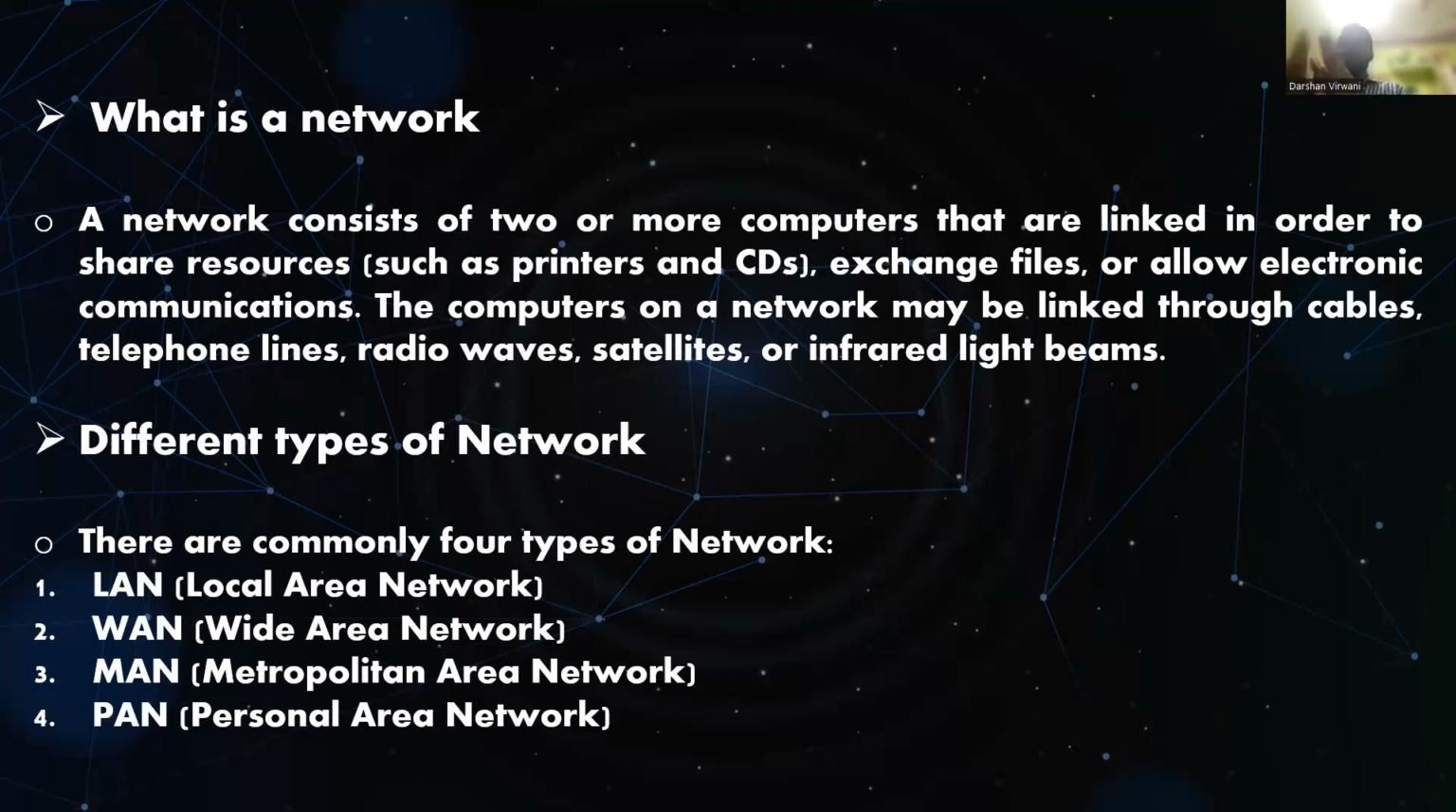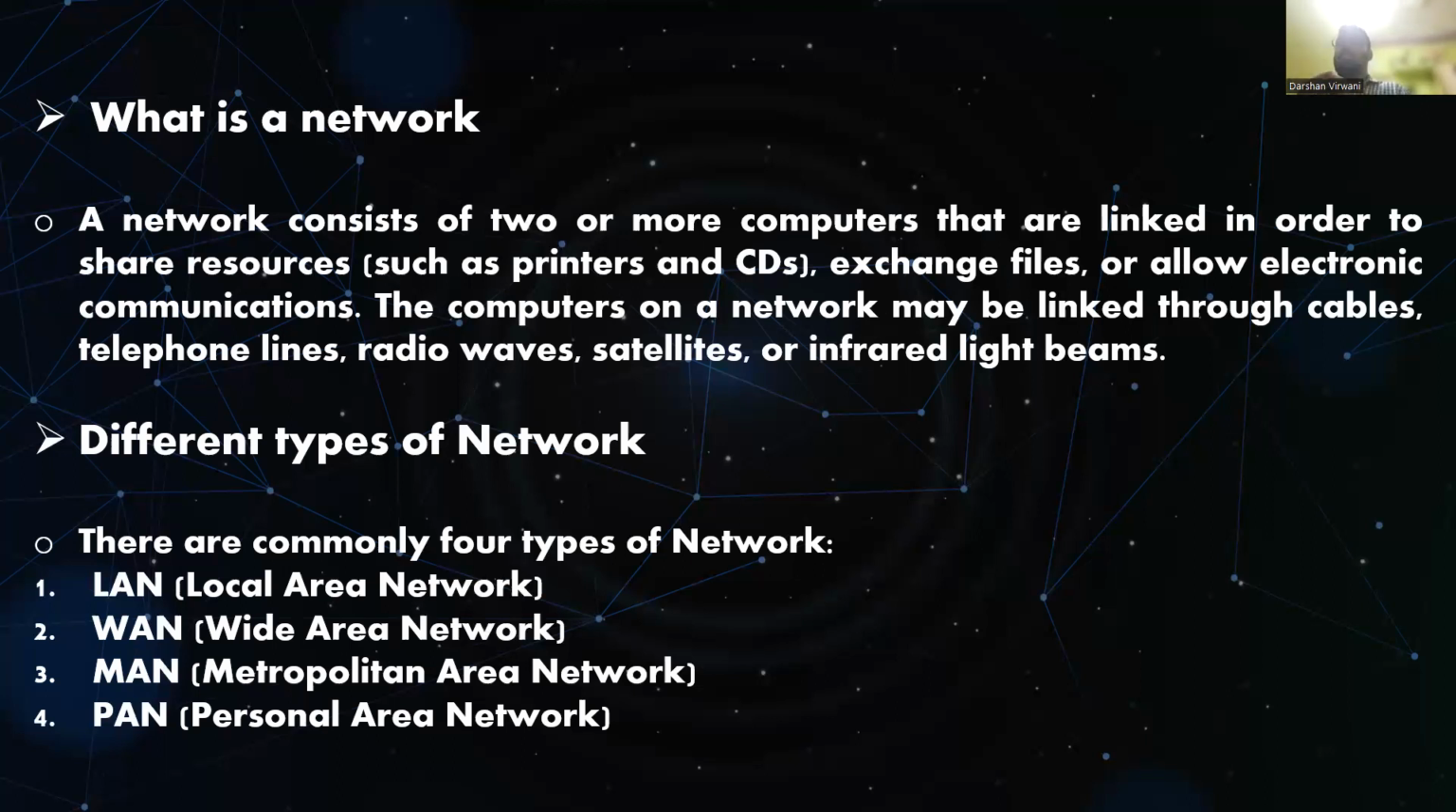The computers on the network may be linked by cables, telephone lines, radio waves, satellites, or infrared light beams. So we have mostly used components like the LAN cable, which many of us have seen. In the older times, many of our homes had telephone lines and radio waves. Many of our elders were using radio, and some of us have seen satellite or infrared light beams.